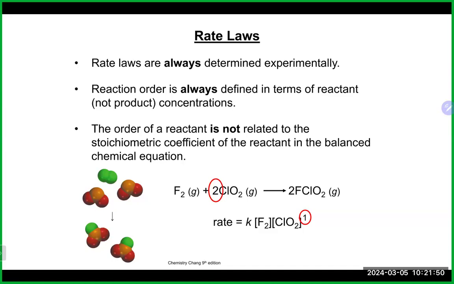The reaction order is always defined in terms of the reactants. So again, usually our products are not included in the rate law. And the orders for the reactants are not based on the stoichiometry. So again, as we see in this case, the order for ClO2 is first, but in the reaction there, the coefficient is 2. So again, that is not where we get those numbers from. You got to actually calculate it experimentally.